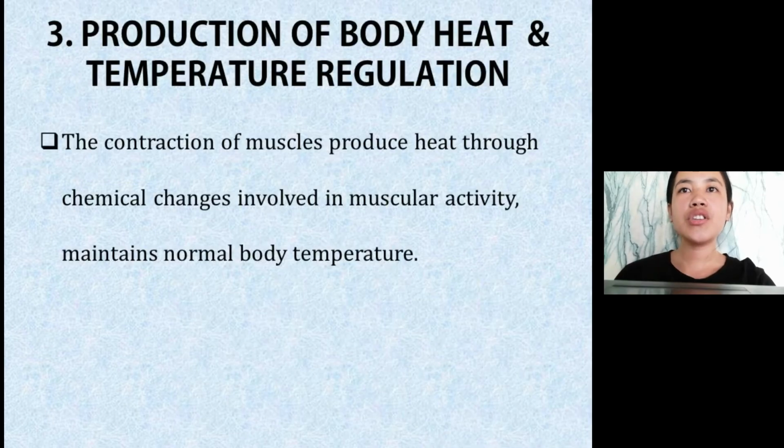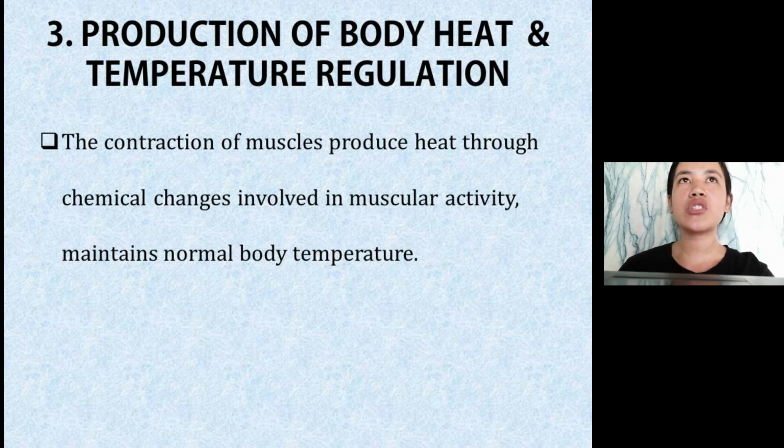so that you can stand on the ground. Third, the muscular system is responsible for the production of body heat and temperature regulation. The contraction of muscles produces heat through chemical changes involved in muscular activity, which maintains normal body temperature. Maintaining normal body temperature is an important function of the muscular system. Almost 85% of the heat a person generates in the body comes from contracting muscles. I have a question. What type of muscle is mainly responsible for the production of heat, which produces most of the heat?